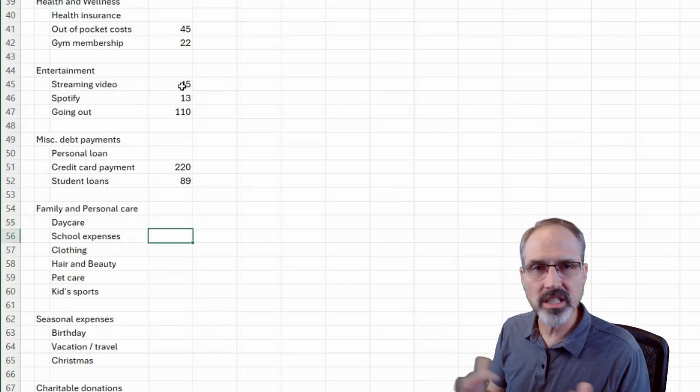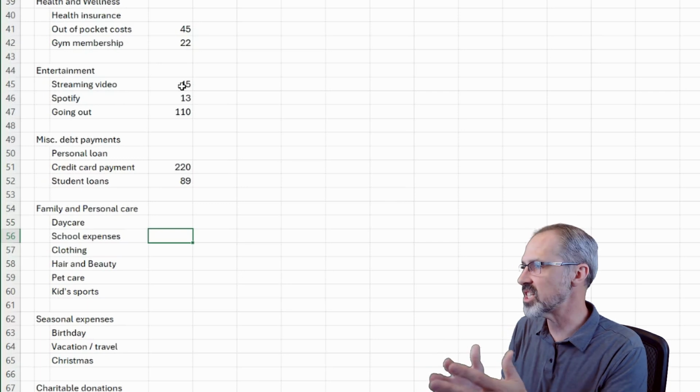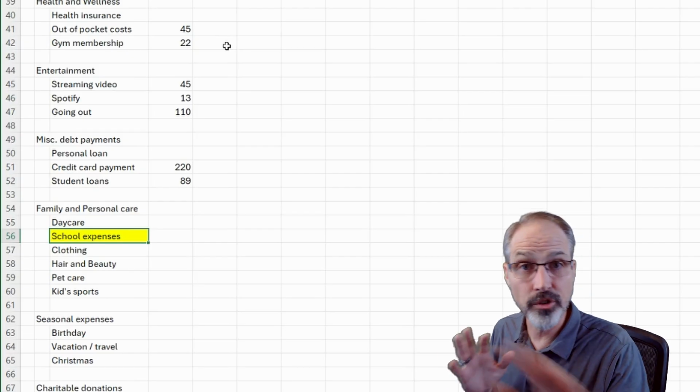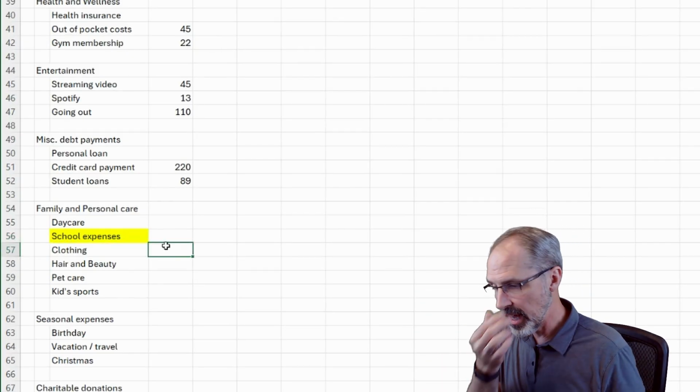And school expenses is another one of those things. School started in August. This is September. So it's not showing up right now, but we want to highlight it so that we don't forget that that's a future cost. It's not in September right now, but we need to account for it.